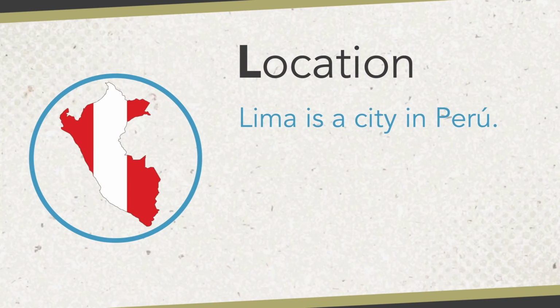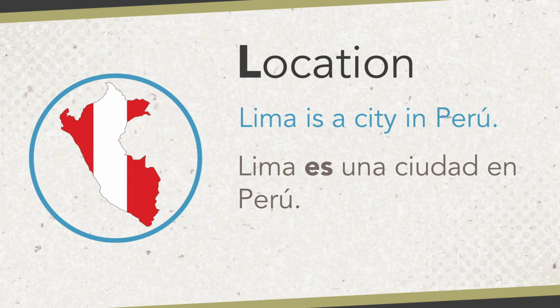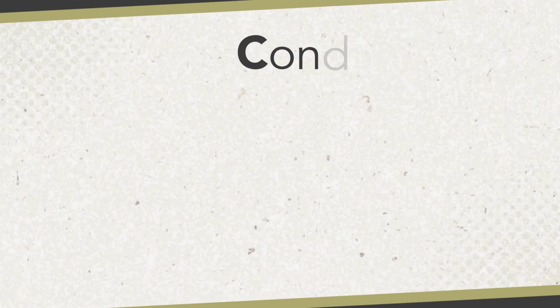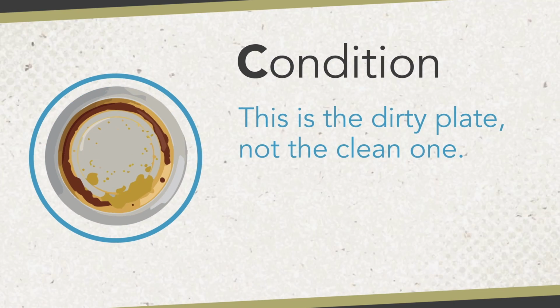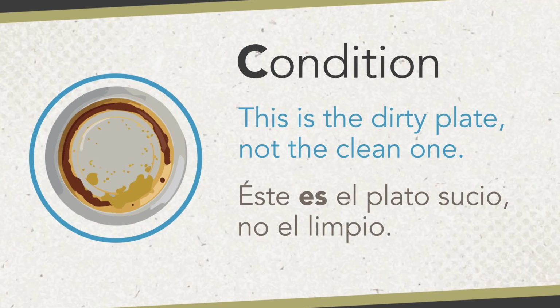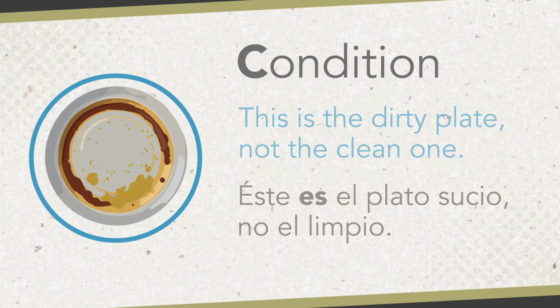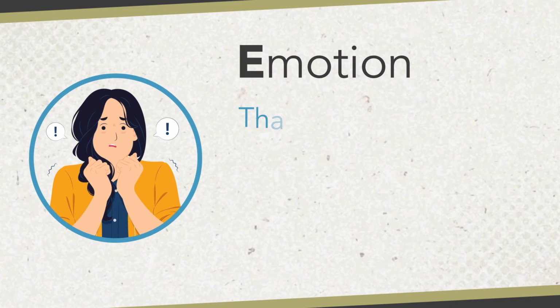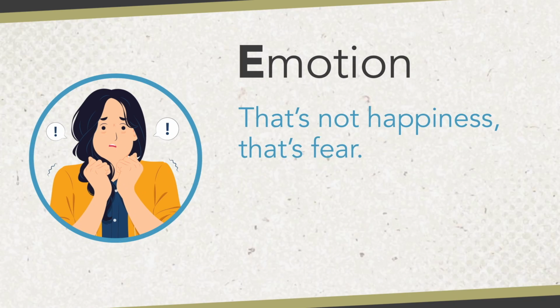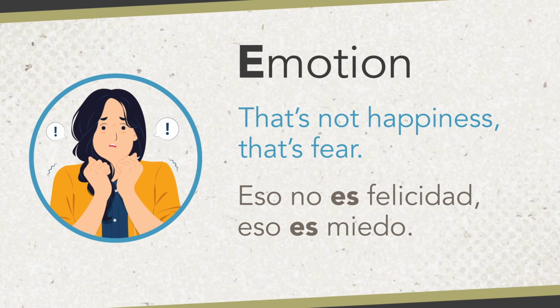Location. Lima is a city in Peru. Lima es una ciudad en Perú. Condition. This is the dirty plate, not the clean one. Este es el plato sucio, no el limpio. And then finally, emotion. That's not happiness, that's fear. Eso no es felicidad, eso es miedo. All right, enough of all this. Using lists that mention topics is just not useful.